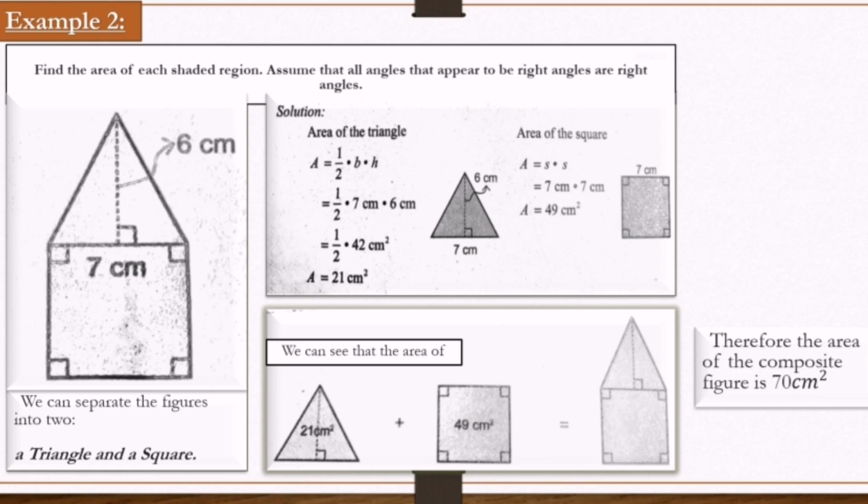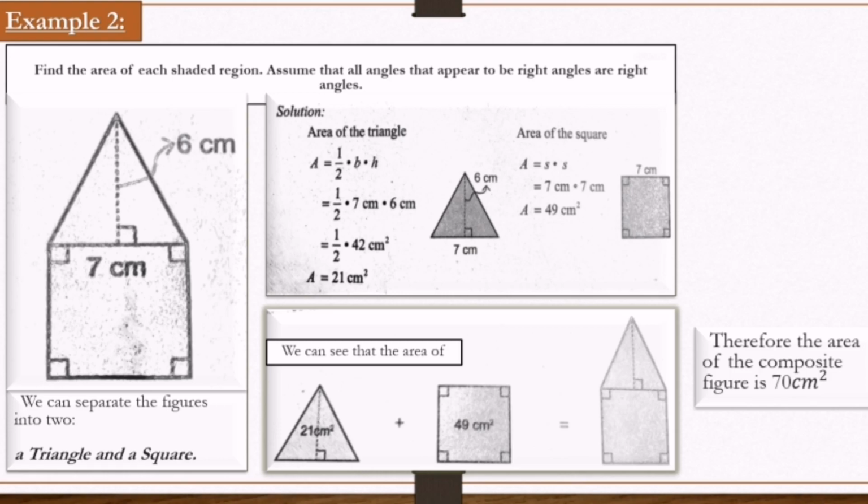What is the base for this triangle? The base for the triangle is 7 centimeters and the height of the triangle is 6 centimeters. So 7 times 6, it is equal to 42 centimeters squared. Now, the 1/2 of 42 centimeters squared is 21 centimeters squared. So that is the area of the triangle.